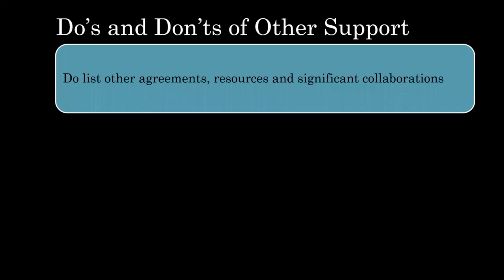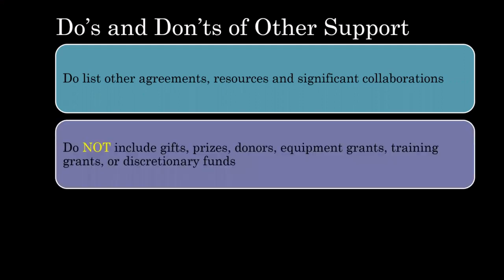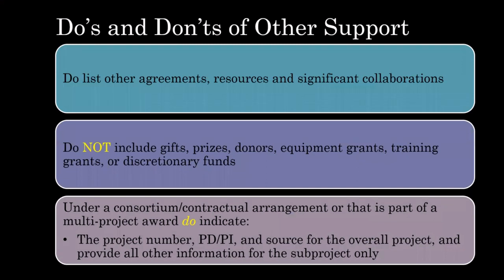So what are the do's and don'ts of other support? Do list other agreements, resources, and significant collaborations. Do not include gifts, prizes, donors, equipment grants, training grants, or discretionary funds. And under a consortium or contractual arrangement, or that is part of a multi-project award, do make sure that you indicate the project number, the PD/PI, and the source for the overall project, and provide all information for the sub-project only.